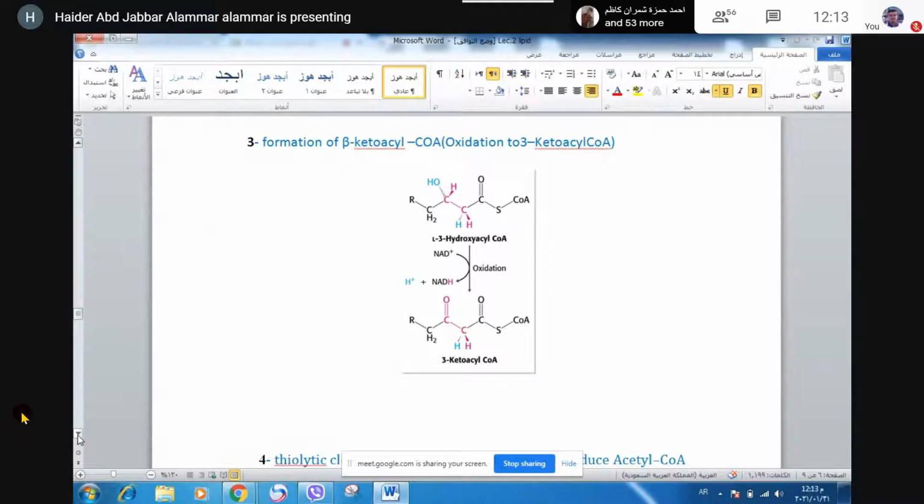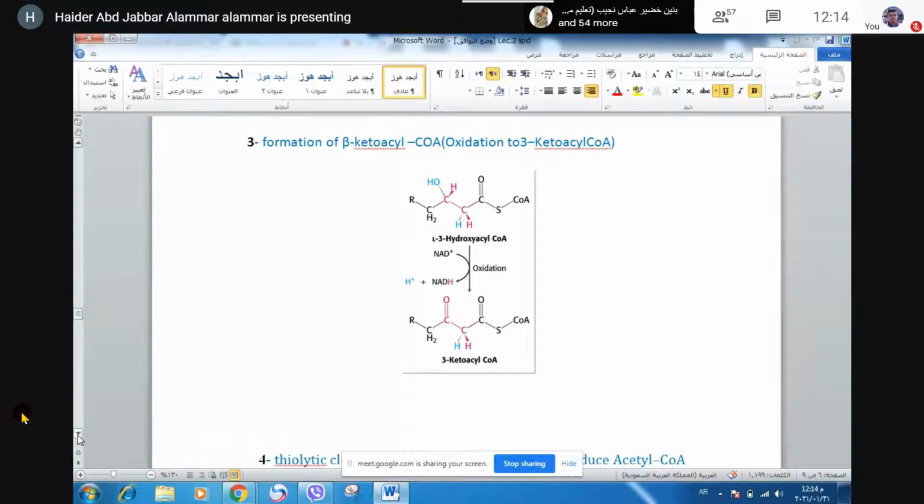The question here, this is requested: if God wills, I will make a quiz next week about these two lectures. And one of the questions: why is FAD converted to FADH2, while NAD is converted to NADH and not NADH2? Please keep it in your mind, and you have to search for the right answer and solution.